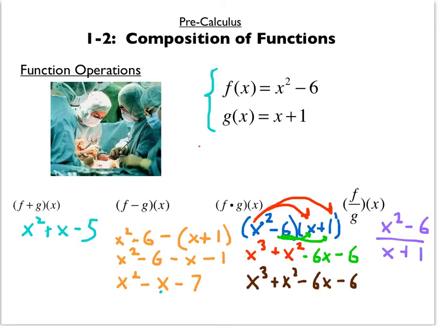Now we do want to be a little bit careful here. You remember that our denominator can never equal 0, and so I'm going to say in this case that x cannot equal negative 1, because if I put negative 1 in there, it would indeed be 0. So that's just some basic function operations with not just numbers but with the bigger functions.